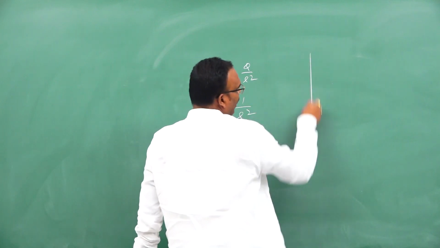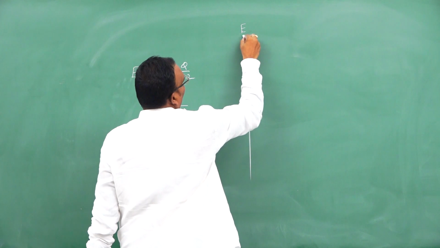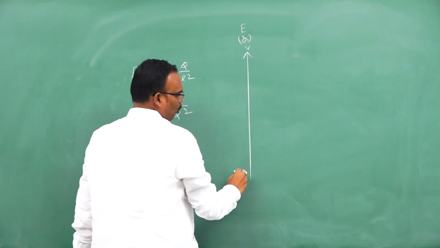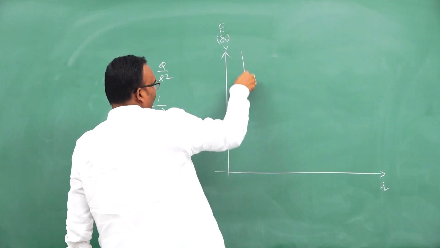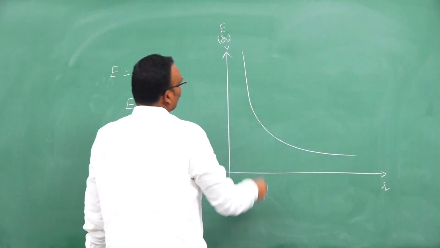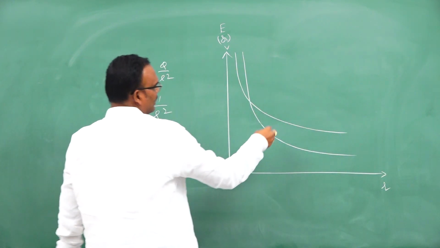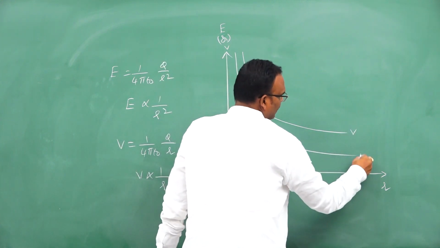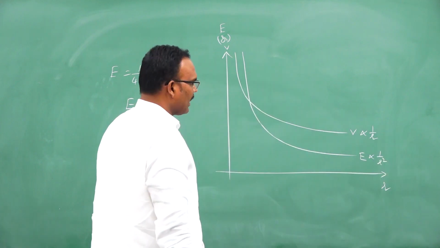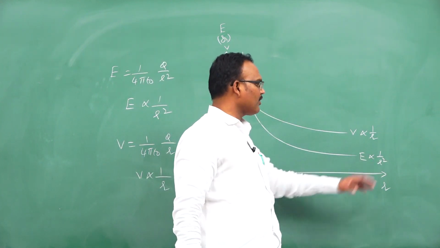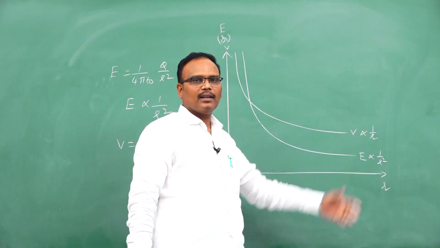Okay, if we draw the variation of electric field or potential with distance, say r, electric field drops very quickly, but potential drops a bit less. So this is the graph for potential, this is the graph for electric field. Potential is inversely proportional to r. Electric field is inversely proportional to the square of the distance. So electric field drop is very quick and potential drop is a bit slow.